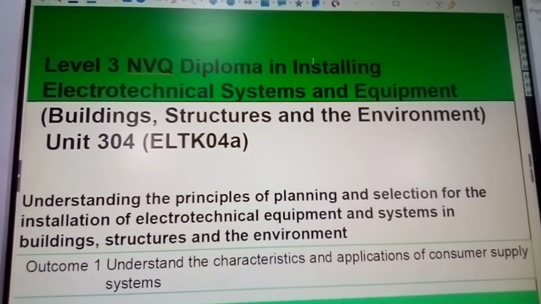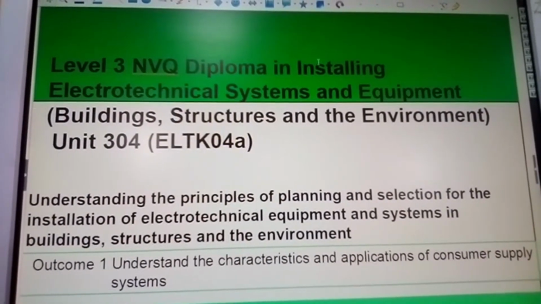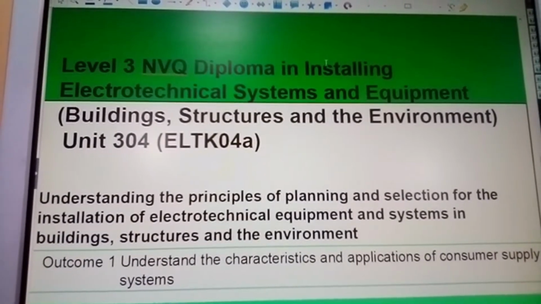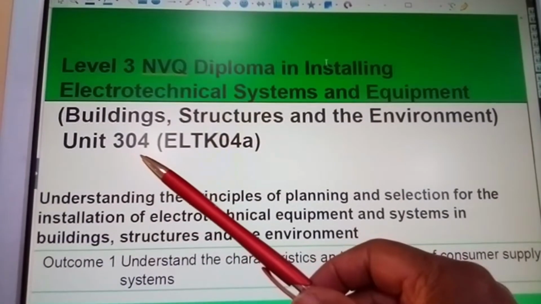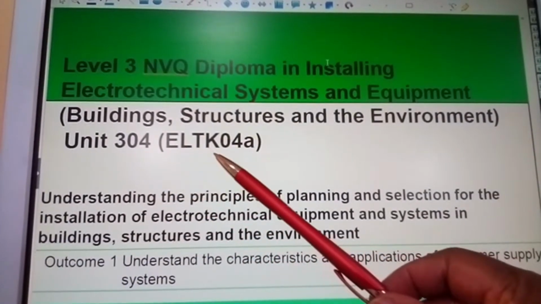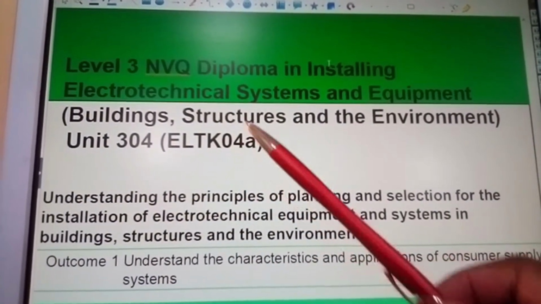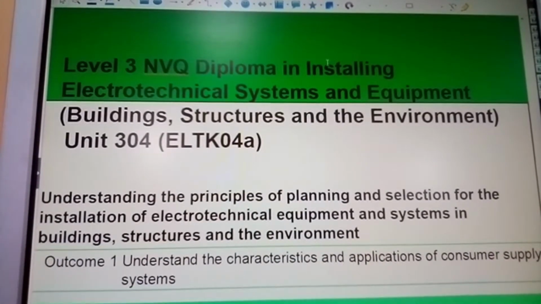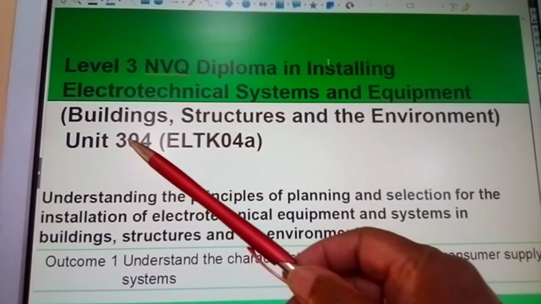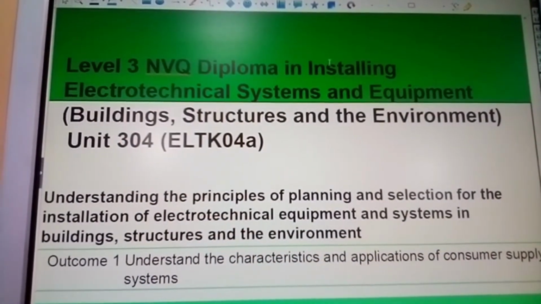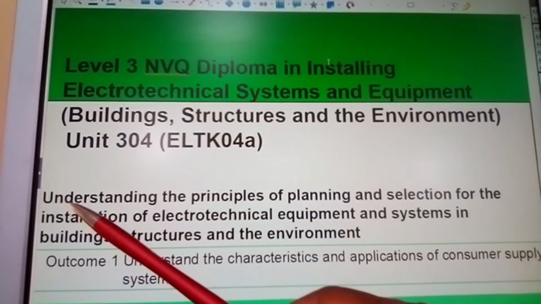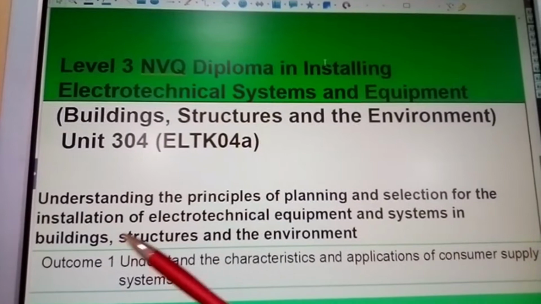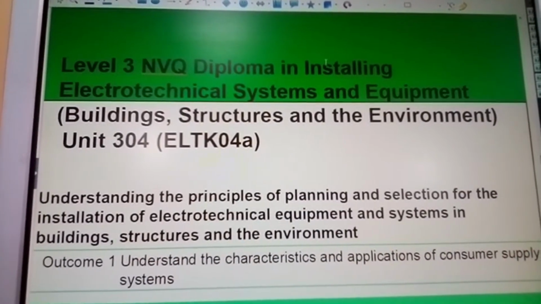Okay, welcome back. What we want to look at today is level 3 NVQ. Again we're looking at unit 304, and this would be the EAL reference number. Now we're looking at session 2, earthing systems, and this is still in connection with unit 304. I'm not going to read this out to you: understanding the principles of planning and selection for the installation of electrotechnical equipment, etc.